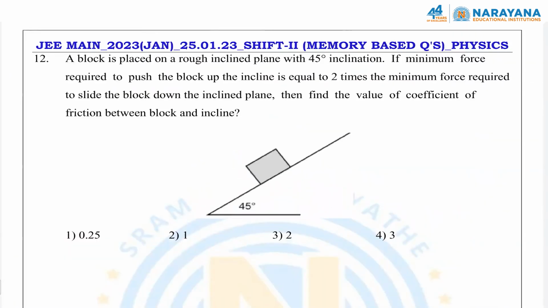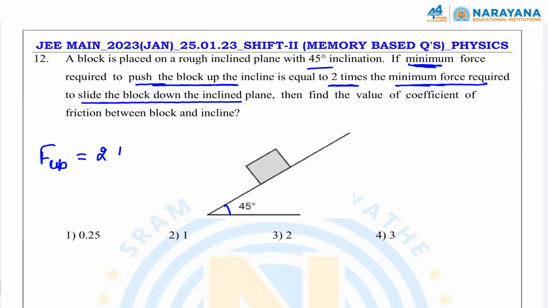Next question, we have a block which is placed on a rough inclined plane with 45-degree inclination. And it is given that the minimum force to push the block up is 2 times the minimum force required to slide it down. So first we want to move it up, we will write the minimum force, then we want to slide it down, we will write the minimum force, and then we will compare it. So it is given that the force required to move up is 2 times the force required to move down.